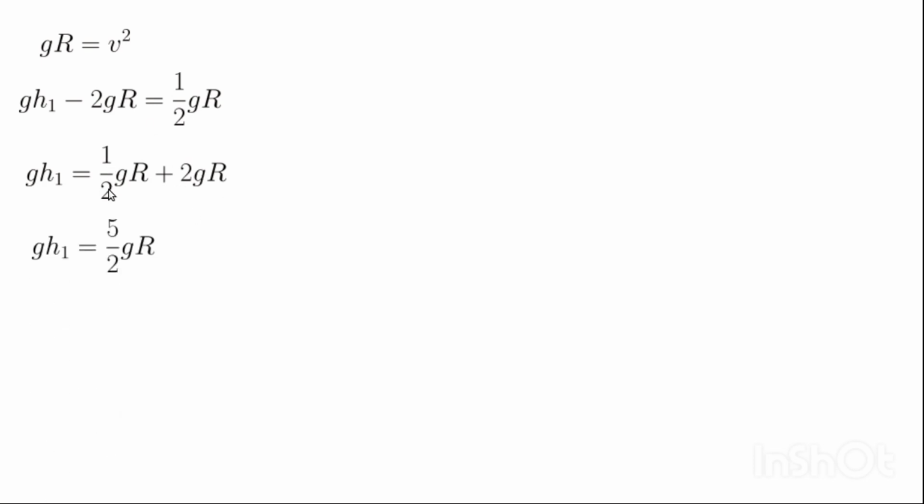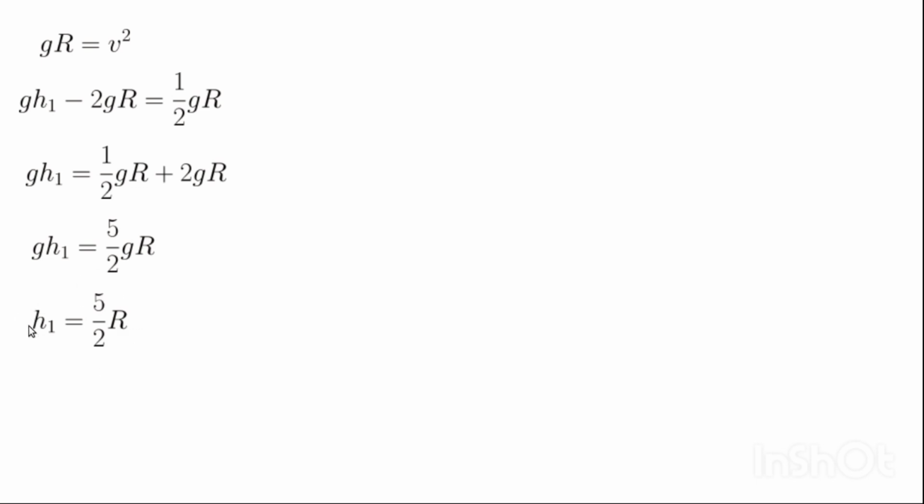So we can replace this with gr in our original equation. Remember we had gh1 minus 2gr equal to half of v squared, so this half of mv squared that was here before will be replaced with gr. So we have this expression. If we take this back to this point, we have gh1 equal to half of gr plus 2gr. If we simplify this, that's 2 plus half, which gives us 5 over 2 gr. We can take care of our g, and that gives us h1 equal to 5 over 2 r.